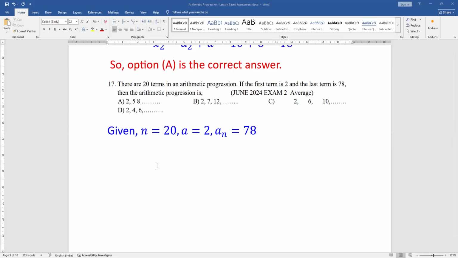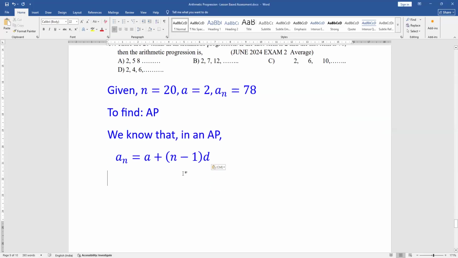To find the AP, we know that in an AP, what's the formula? The AP formula is an equals a plus n minus 1 into d, correct?